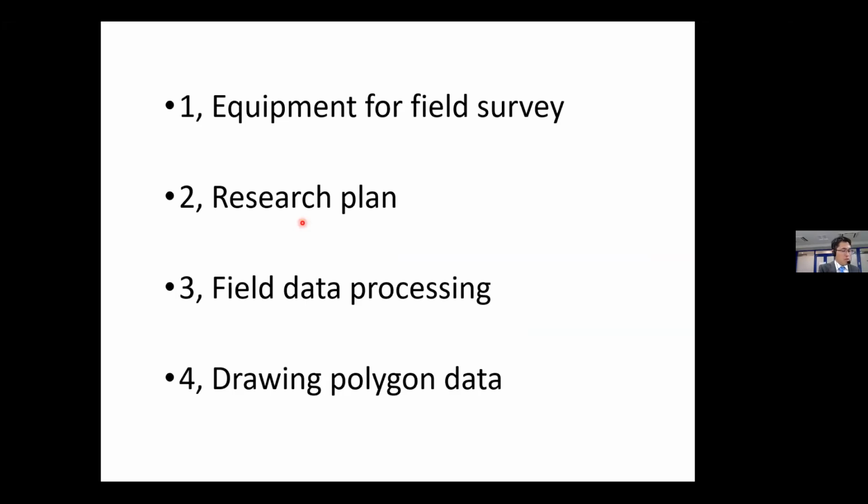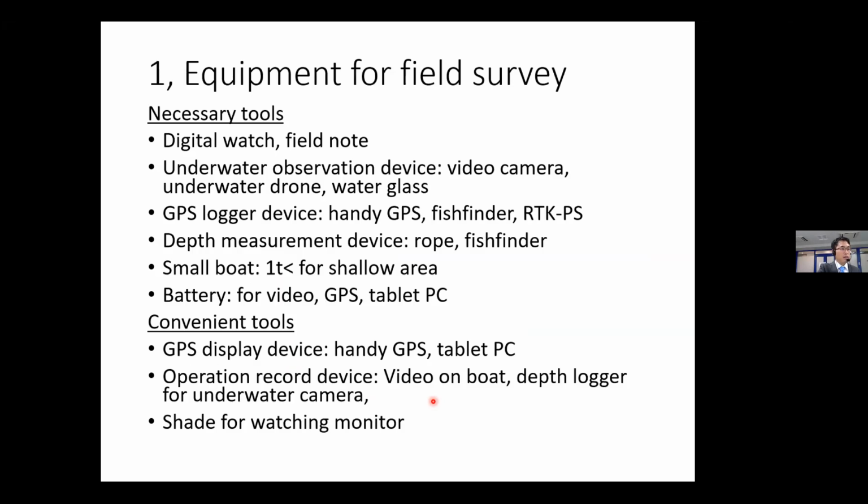This is the table of contents of what I explained. This lecture is divided into 4 sections. First, equipment for field survey. Second, research plan. Third, field data processing. Fourth, drawing polygon data and saving the data. First, equipment for field survey.